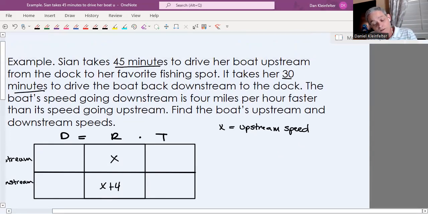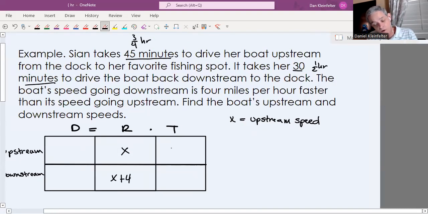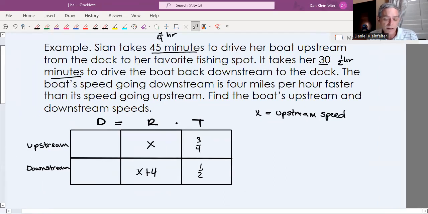Okay, so 45 minutes is 3/4 of an hour, and 30 minutes is half an hour. So she goes upstream for 3/4 of an hour and downstream for half an hour. We've changed the time units to hours to match the fact that we're given 4 miles per hour faster as the offset between the two speeds. So now the distance upstream is 3/4 x. The distance downstream is a half x plus 4. So we've got the table filled out, and we have to think about what is equal to what.